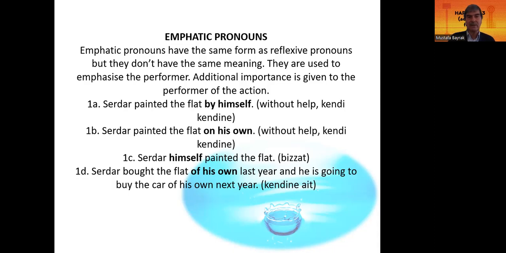The last one, 1D, Serdar bought the flat of his own. Yeah, of his own, of course, the meaning changes here. Of his own last year, and he is going to buy the car of his own next year. By herself means without help, by himself, without help, yes, by himself also means on his own, but of his own means belonging to him.